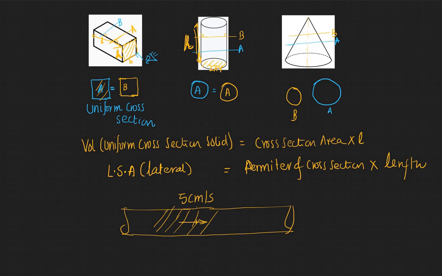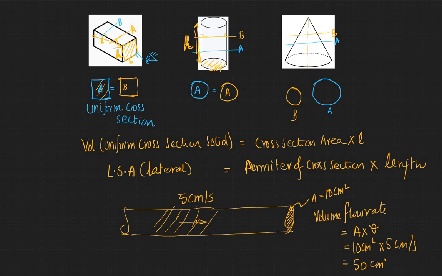If you know the cross-sectional area, if you know this area, then we can find the volume flow rate. So the volume flow rate would be equal to A into the velocity. So if A is, let's say here, 10 centimeters square, the volume flow rate would be 10 centimeters square into 5 centimeters per second. That's 50 centimeter cube per second, right? So it's quite convenient for us to think of the cross-sectional area and multiply by velocity, right?